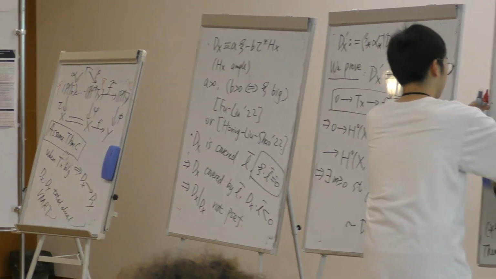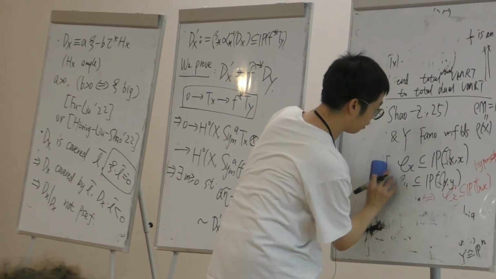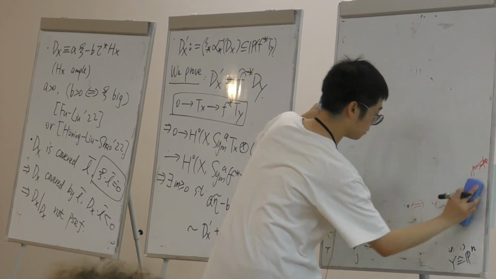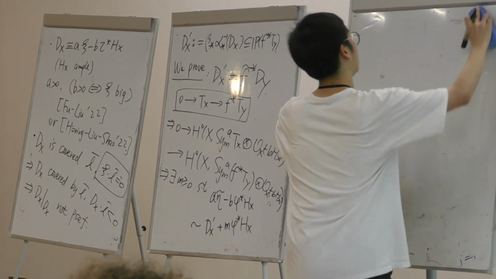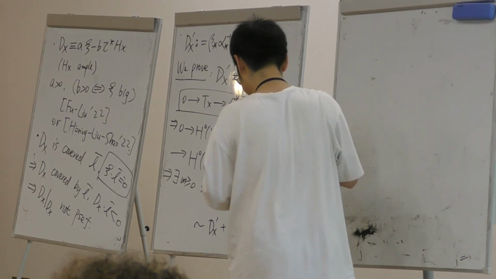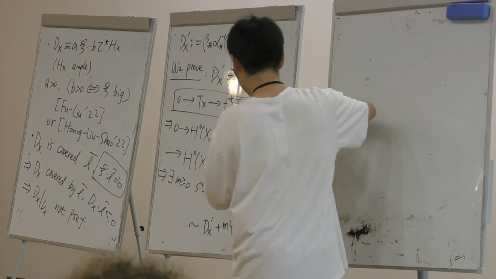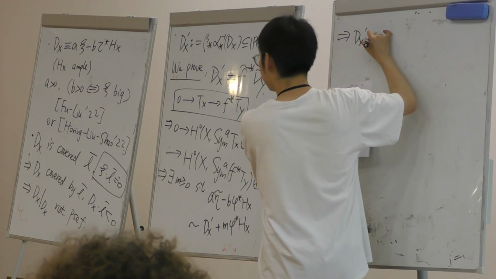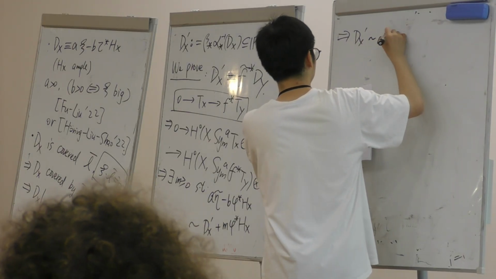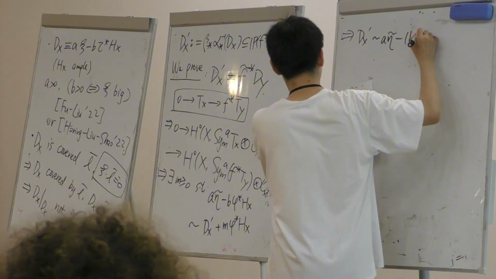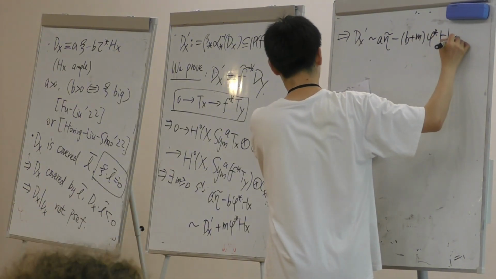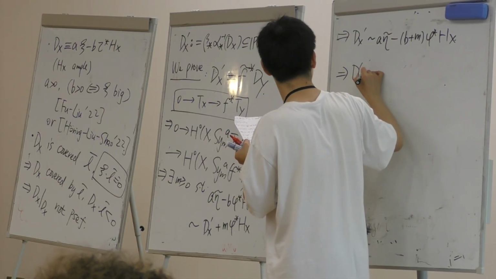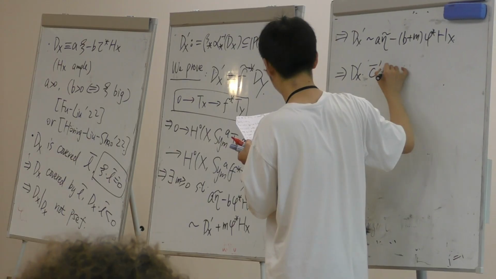Okay, now we are almost at the end of the proof. So now we obtain that this dx prime is linearly equivalent to a eta tilde minus b plus m phi pullback hx. And then we obtain that dx prime times this c bar prime is negative.